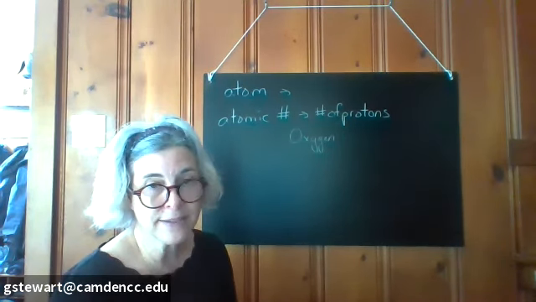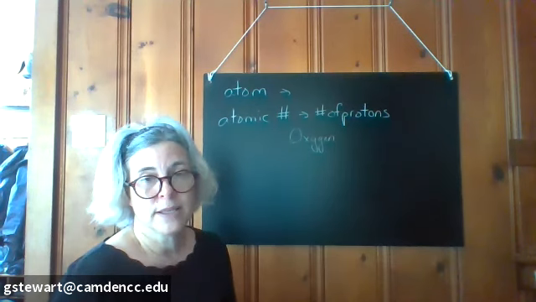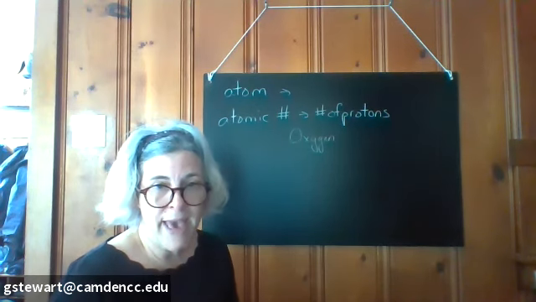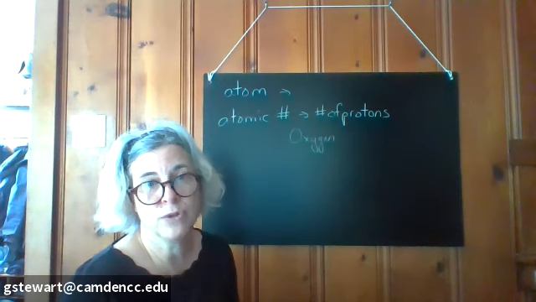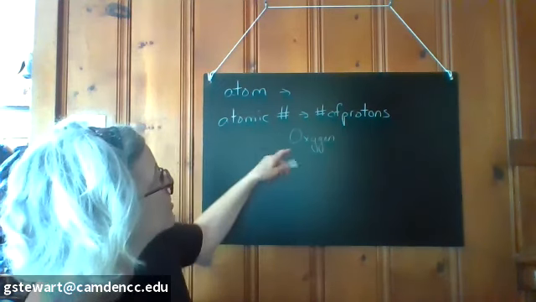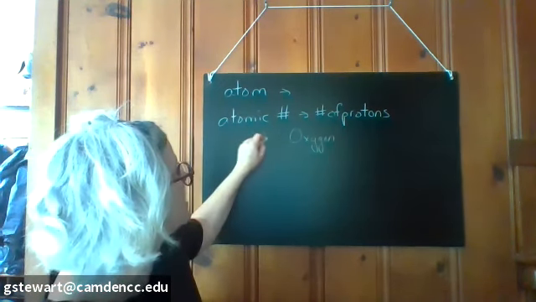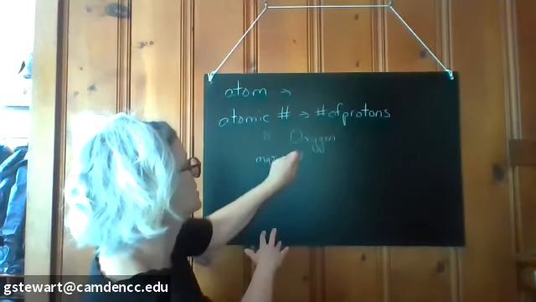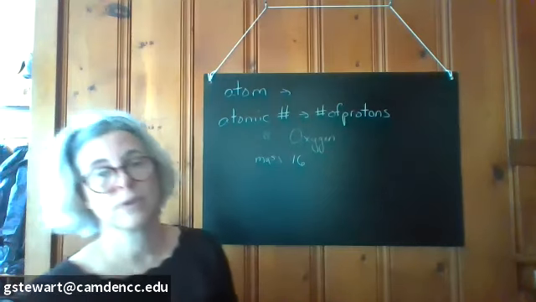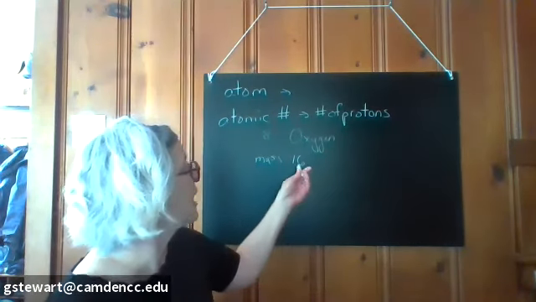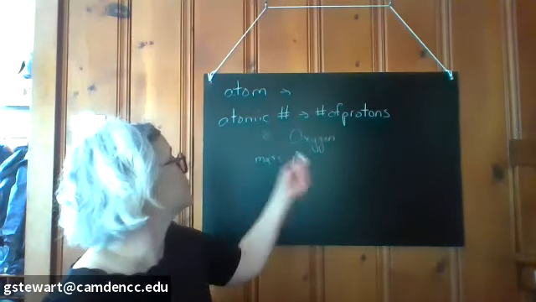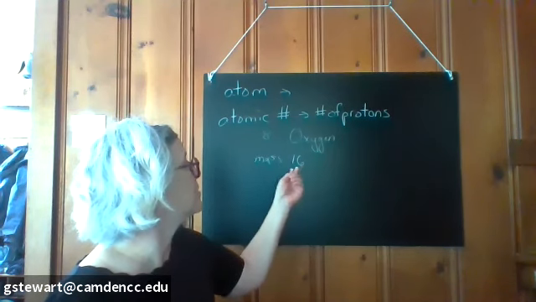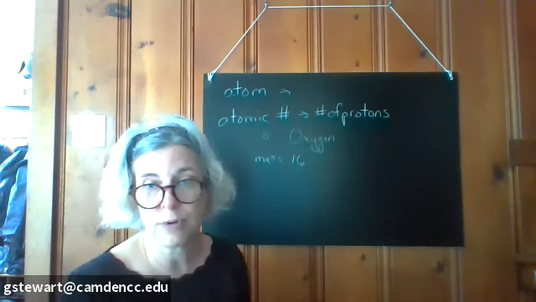The atomic mass, that is the mass of the protons plus the mass of the neutrons. So in my example for oxygen, the atomic number is 8. The atomic mass is actually 16. That tells you the number of neutrons by subtracting the number of protons from the atomic mass. That's how you procure the number of neutrons.